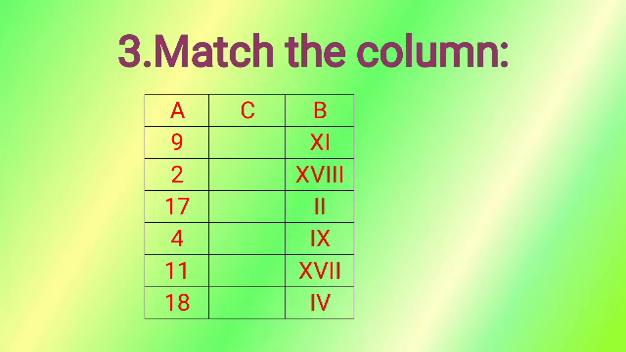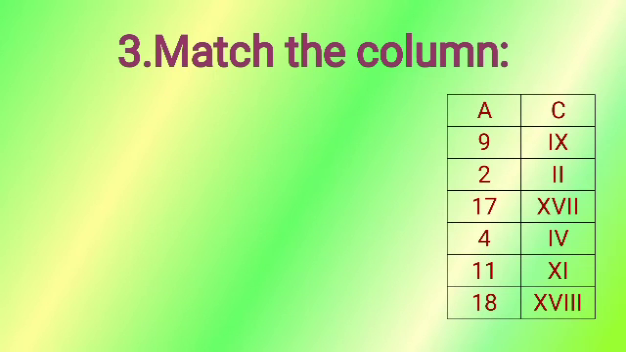Match the column. This is our next question. Here A and B are the questions, and in column C you have to write the correct answer. That is, you have to match the correct answer. Now the questions are 9, then 2, 17, 4, 11, 18, and you have to match from B. So what is the correct answer? 9 is IX, 2 is II, 17 is XVII, 4 is IV, 11 is XI, and for 18 it is XVIII. That means I is repeated 3 times.